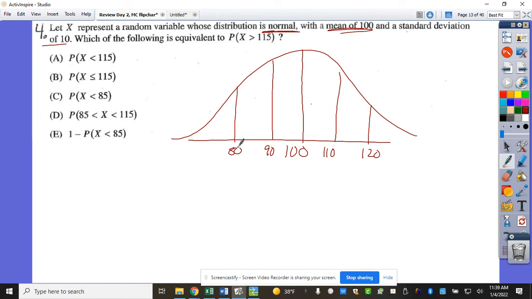Well, all of these numbers only use 115 or 85. What's important about using 115 and 85? They're the same distance either way. So this is 1 standard deviation, this is 2 standard deviations, and I can go through the math here and do it.